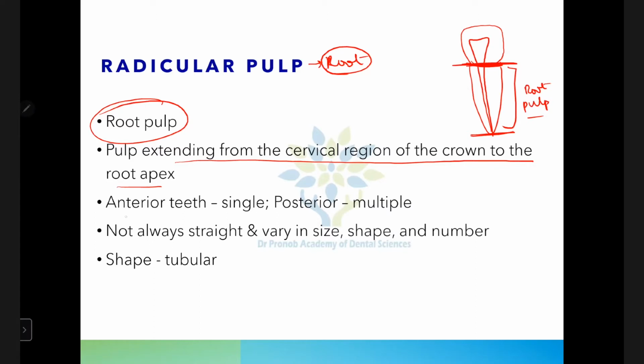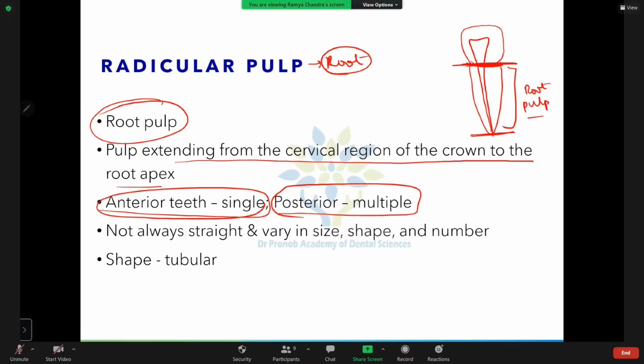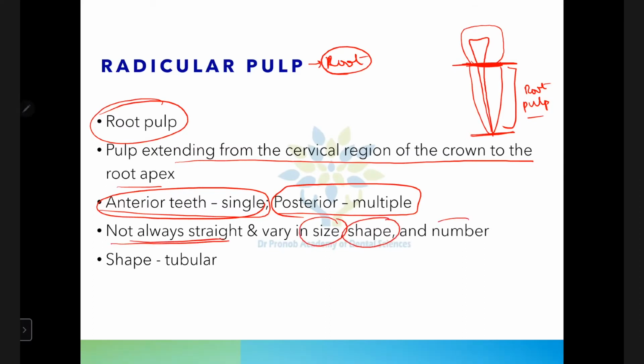In the anterior teeth, it is single, whereas in the posterior teeth, it is multiple. We know it, right? So in the anterior teeth, the radicular pulp is single, whereas in the posterior teeth, it is multiple. And remember, this is not always straight. The radicular pulp is not always straight. There are different sizes, different shapes, and the number of pulp organs will also differ. They vary in size, shape, and number. And remember an important thing, the shape of the radicular pulp is tubular.